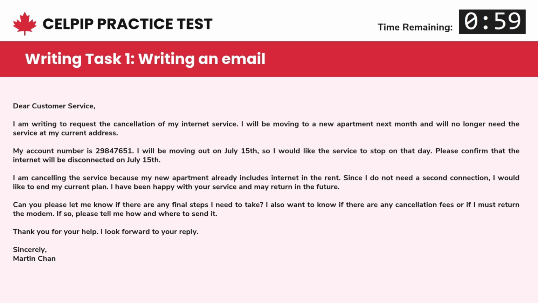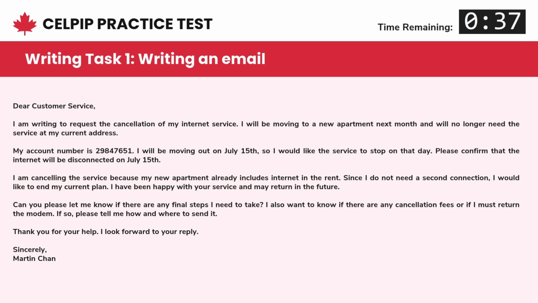The message starts with a greeting and has two short body paragraphs. Each paragraph focuses on different details from the task. The tone is polite and formal, which is a good fit for a business email. The writer uses helpful linking words like because, so, and also to show clear connections between ideas. This makes the email easy to follow.